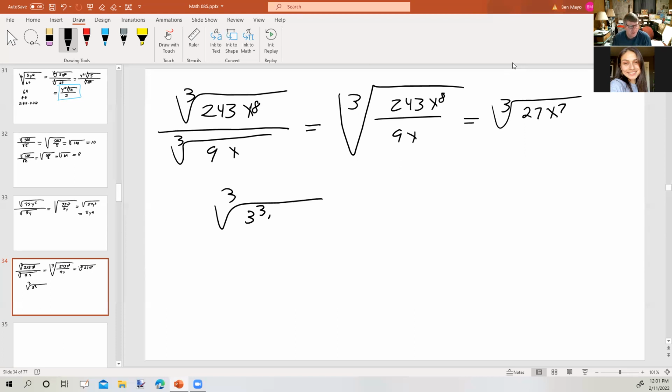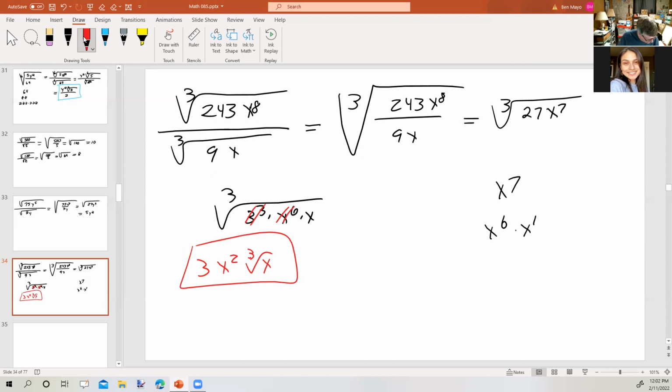Okay. Well, 27 is 3 cubed, and x to the 7th. Oh, 7 isn't a multiple of 3, but what's the largest number that is a multiple of 3 that's less than 7? 6. Okay. So I'm taking x to the 7th and writing it like that, pulling off x to a power that's a multiple of 3. Okay, so cube root of 3 cubed, 3 outside, cube root of x to the 6th, x squared, cube root of x. So 3x squared cube roots of x would be my final answer. Okay, one more I want to do, and then I'm going to look at something a little bit different.